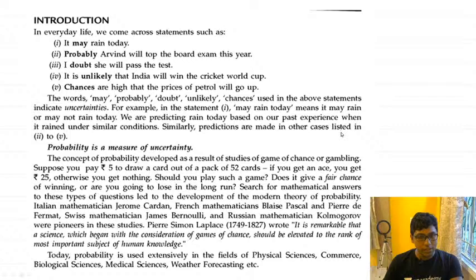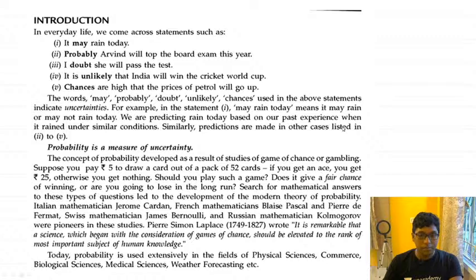It was developed many years ago. There are a lot of different mathematicians who worked on this, like the modern theory of probability, the Italian mathematician Jerome Cardin, French mathematician Pascal, then Swiss and Russian mathematicians. Laplace wrote, "It is remarkable that a science which begins with the consideration of games of chance should be elevated to the rank of the most important subject of human knowledge."